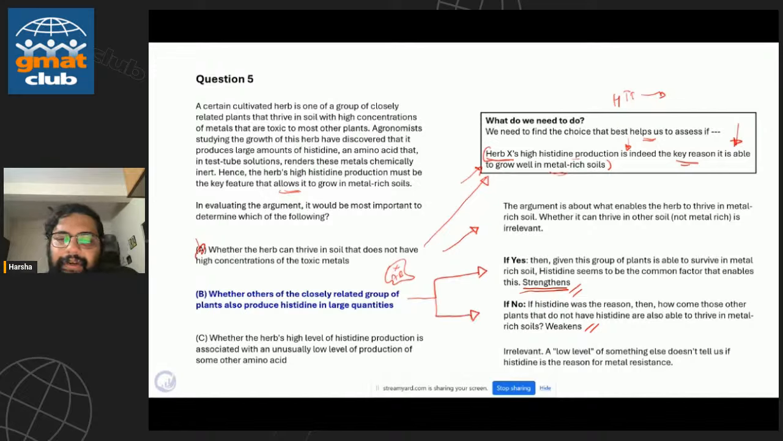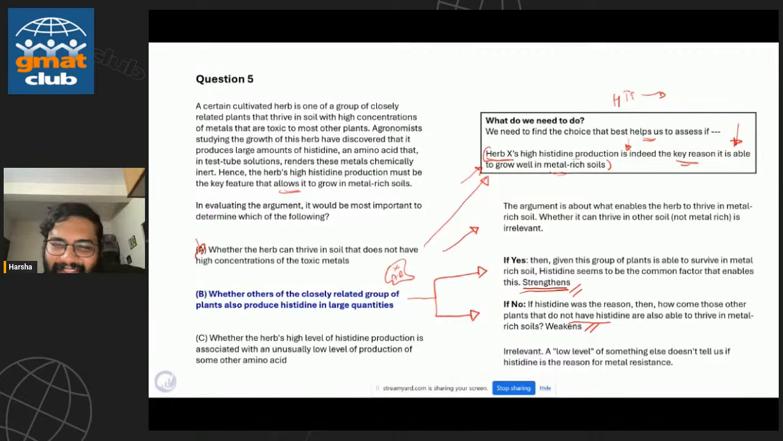If histidine was the reason, right? How come those other plants which do not have histidine are also able to thrive? Remember, it's not just this herb which is able to thrive in the toxic metal rich soil, it's all of these plants. It's X, it is A, it is B. Really, if histidine was the reason it's able to thrive, the other plants don't have histidine.